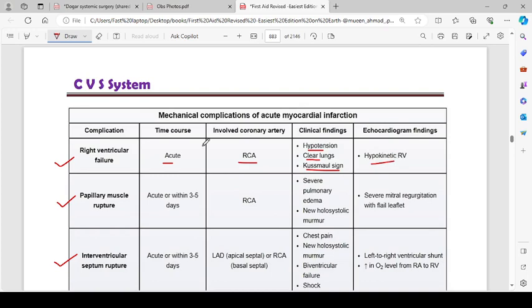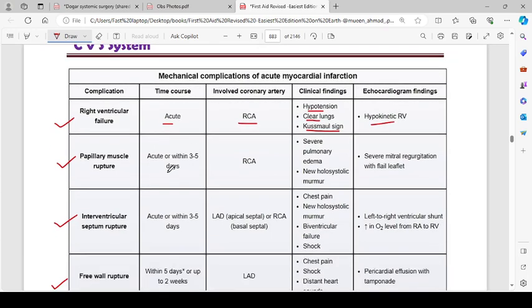and echocardiogram will show a hypokinetic right ventricle. Papillary muscle rupture is acute, within 3 to 5 days. The involved artery for the papillary muscle: it is the posteromedial papillary muscle which is ruptured in most situations. So the blood vessel is the right coronary artery. Clinical findings are severe pulmonary edema and a new holosystolic murmur. There will be severe mitral regurgitation with flail leaflets.